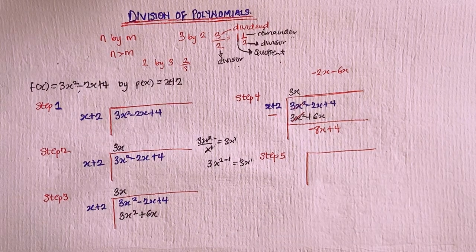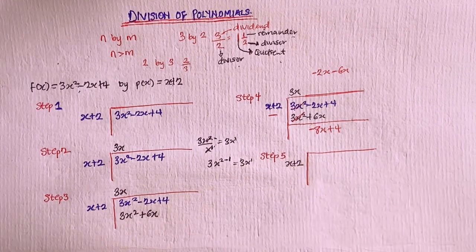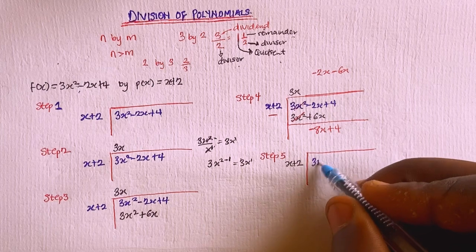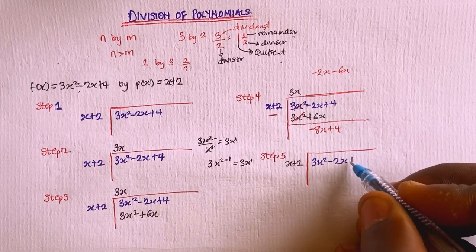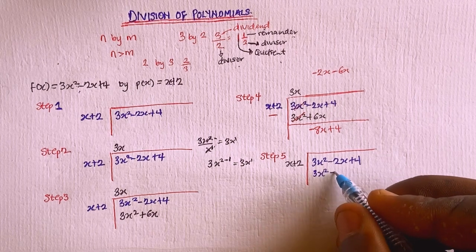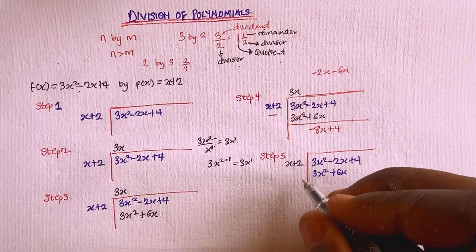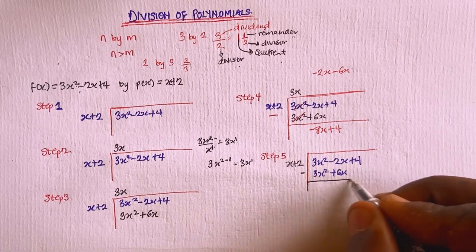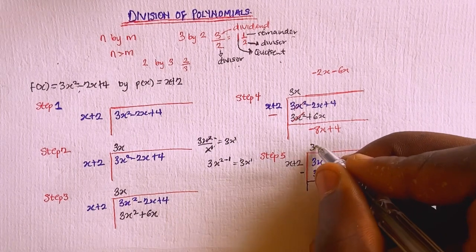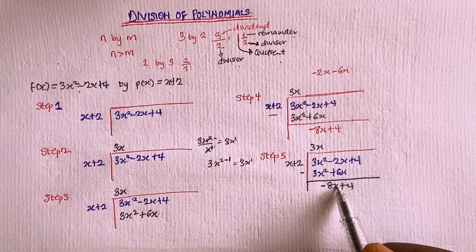Right? So outside this, you have your divisor, which is x plus 2. Then inside this, you have your dividend, which is 3x squared minus 2x plus 4. And here you have 3x squared plus 6. Then you've already subtracted it, so you get minus 8x plus 4. Then at the top, you have 3x.